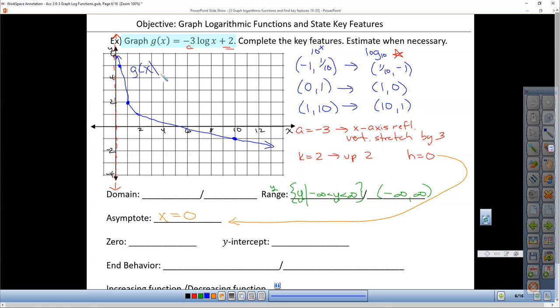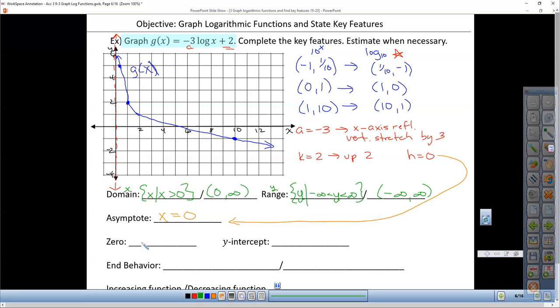All right, so now to do our domain. So our domain is our x values, and so we can see that the x's that go with our points are all to the right, which would be greater than our asymptote x value, which is 0. So this would be the set of all x's such that x is greater than 0, and that would be from 0 to infinity, non-inclusive.